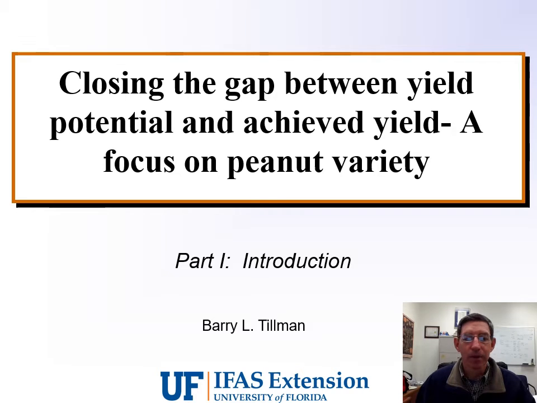My name is Barry Tillman, and I'm glad you joined me to talk about closing the yield gap between yield potential and achieved yield, a focus on peanut variety. This is part one of three parts where we will introduce what we mean by yield gap and achieved yield, and then the next two sections will focus on what the factors are that reduce yield potential in our in field settings. And the last section, section 3, will focus on how we can manage peanut varieties specifically to maximize their potential yield.